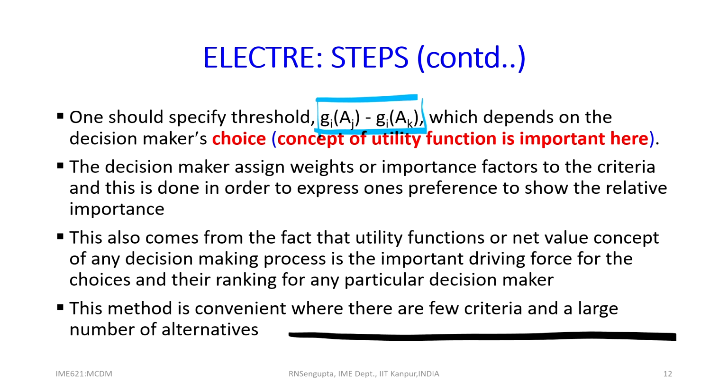The decision maker assigns weights or importance, the same way we have assigned weights, important factors, to the criteria, and this is done in order to express one's preference and to show the relative importance. This also comes from the fact that the utility function, or the net value concept, of any decision maker process is an important driving force for the choices and how the rankings are made. The method is convenient when there are few criteria and a large number of alternatives, because you have to consider this ELECTRE method, and as I said, I will consider two different concepts of the ELECTRE method.